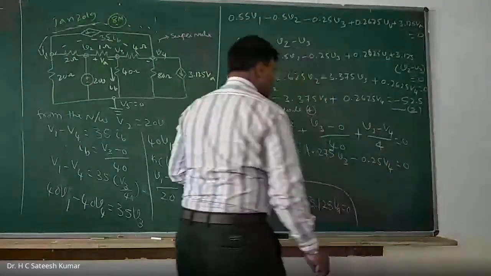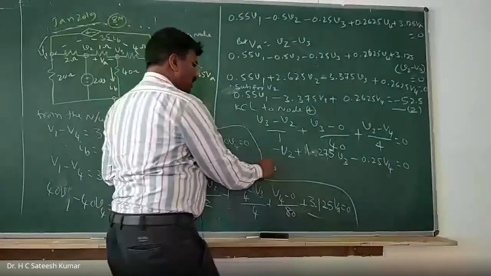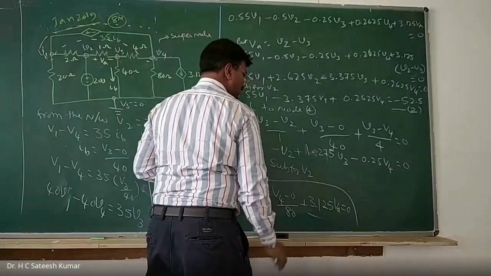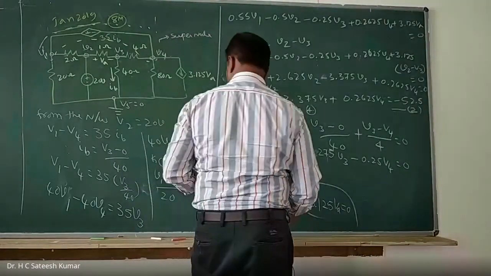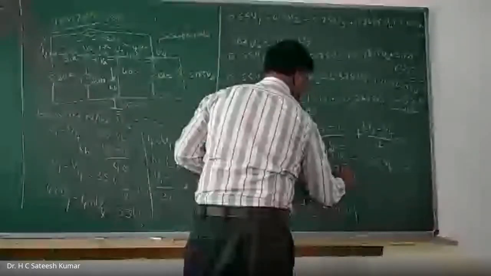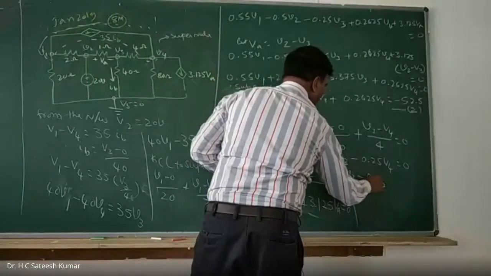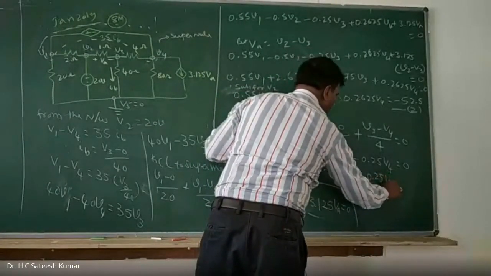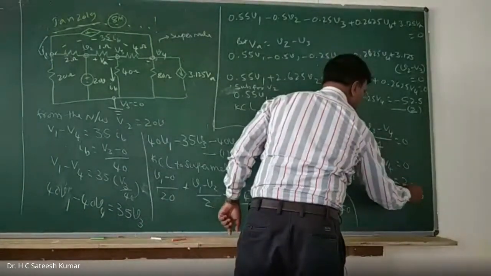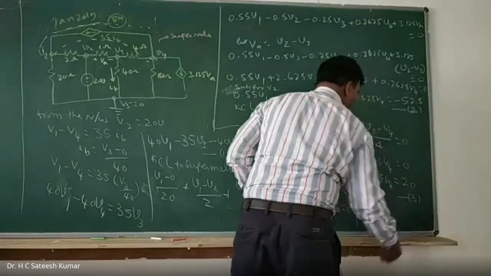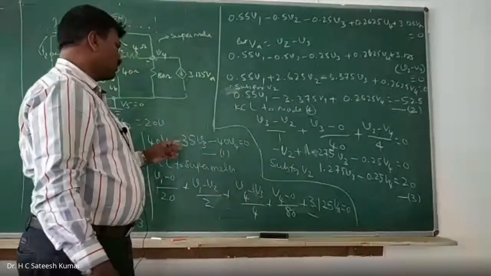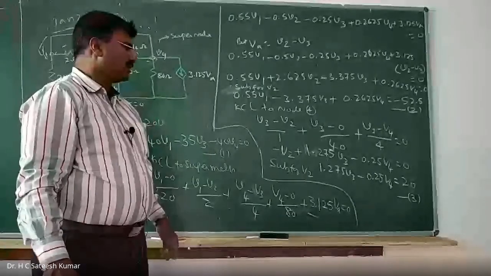Now you substitute for V2. What do we get? If you substitute for V2, V2 is 20. Therefore, 1.275 V3 minus 0.25 V4 is equal to, minus 20 transferred to the right hand side, plus 20. Call this equation number 3. If you solve this, you will get V1, V3, V4. Okay, right? Anyhow, I'll continue in the next class.